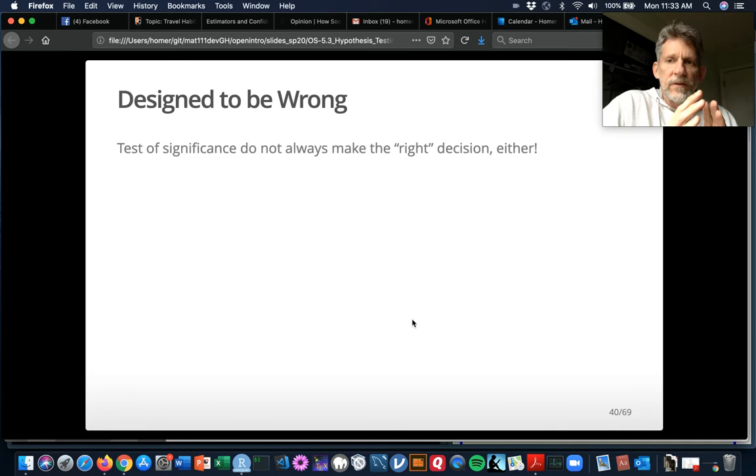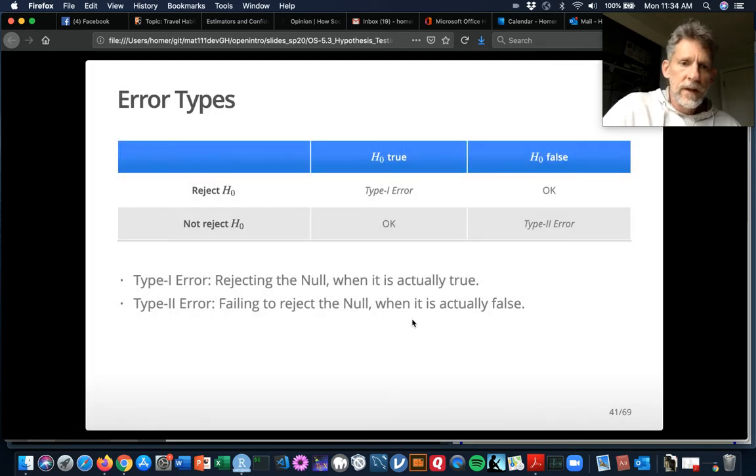Tests of significance are designed the same way. When you make that decision whether or not to reject the null hypothesis, sometimes you will make the wrong decision. You may never know it because you're not God and can't look into the whole population, but sometimes you'll be making the wrong decision. And so there's names for the types of errors you might make.